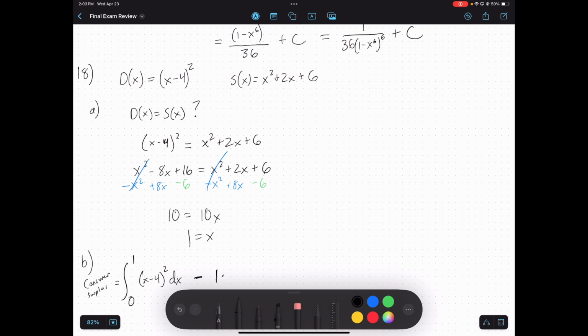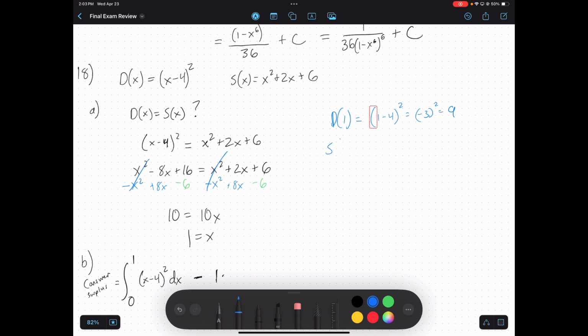How do I figure that out? Plug in one for your equation. Where? Which equation? Either one. Either one, because that's the idea, this equilibrium point, they're crossing at that point anyway, so it's going to be the same for both equations. So you'll notice that if I plug it into my consumer demand equation, I get 1 minus 4 squared, which is negative 3 squared, which is 9.